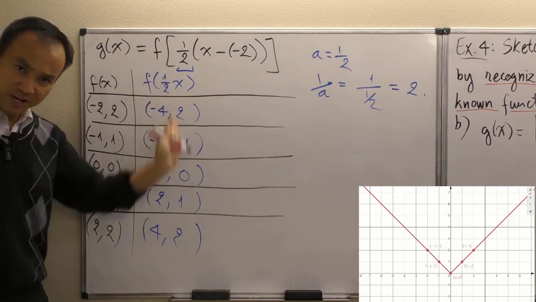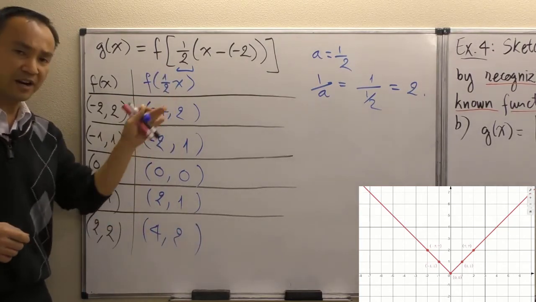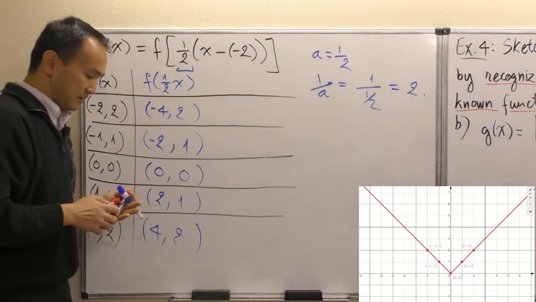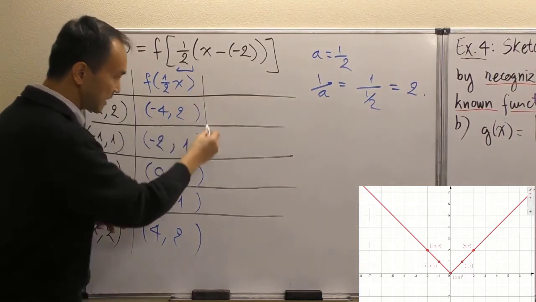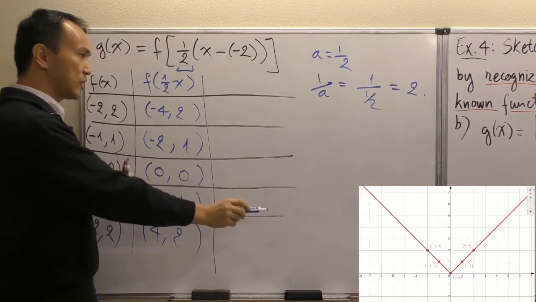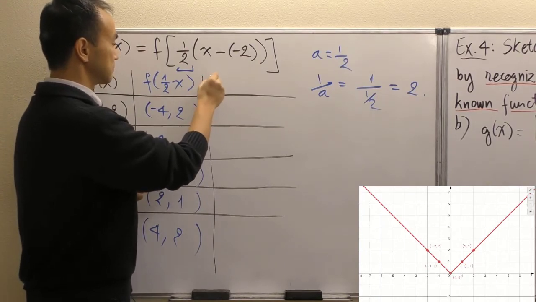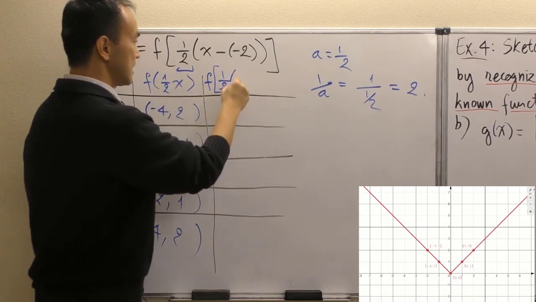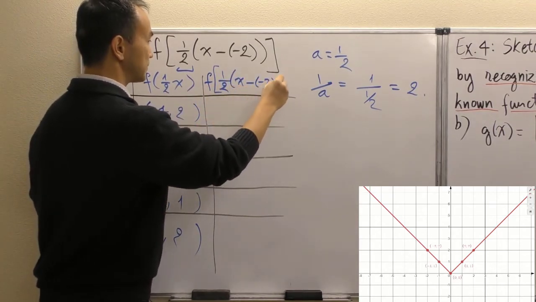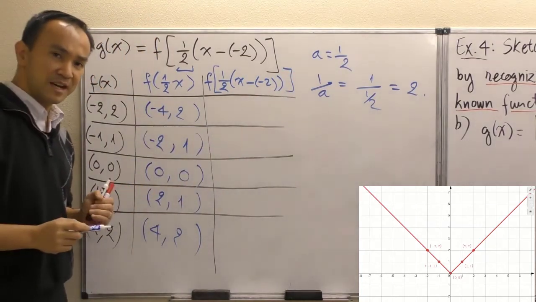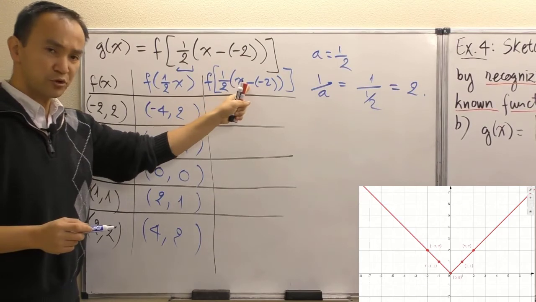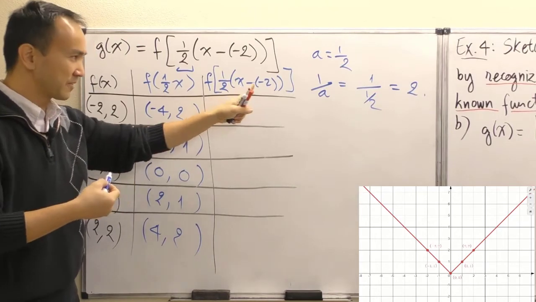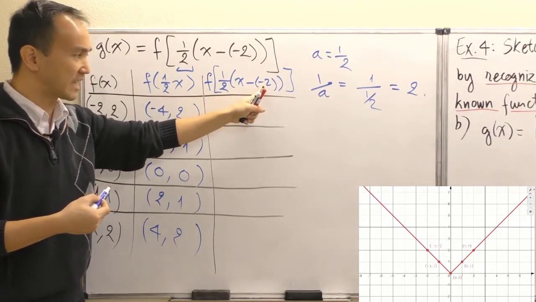But this is not the complete g of x yet. This is just f of 1/2 x, where we multiplied every x value by 2. So I'm going to move on to the next step, which is going to get us to the final g of x, the final transformation. So f of 1/2, but instead of x, now it's x minus -2. That x minus right here is indicating a horizontal shift, left or right, and because of that -2, we're going to shift left.